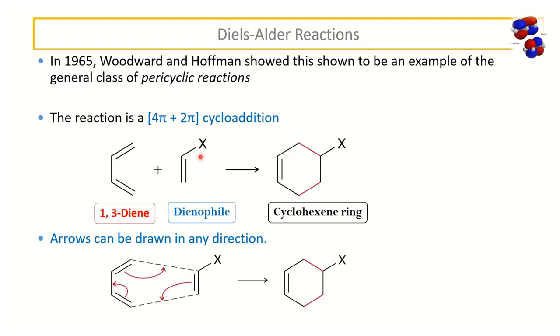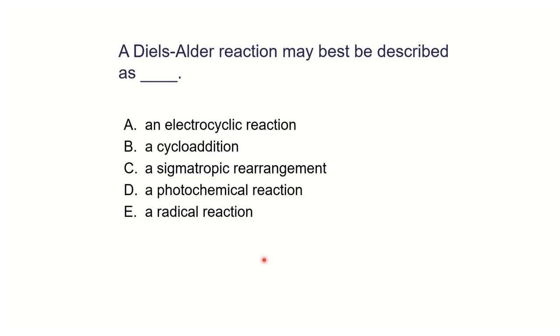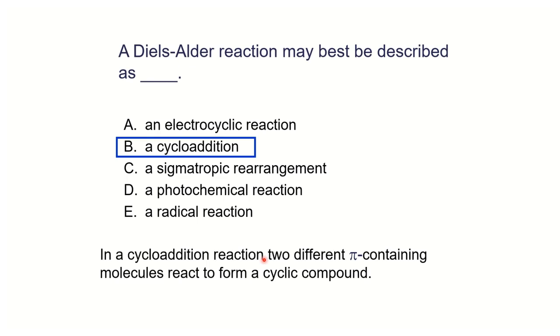The mechanism is kind of easy. You show a concerted movement of electrons. So here we have 2 new sigma bonds being formed, and here we have some pi bonds being broken. So here are the new sigma bonds, and here is a new pi bond. Of course, it is a cycloaddition.